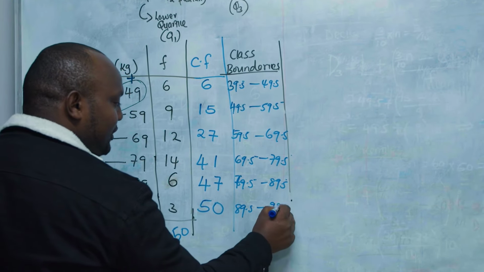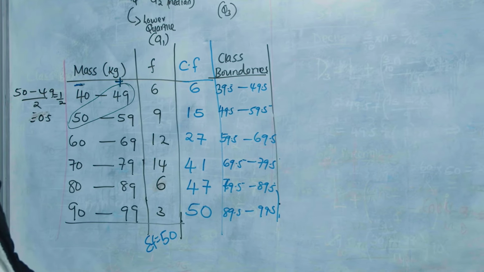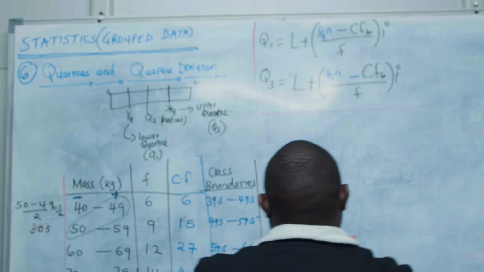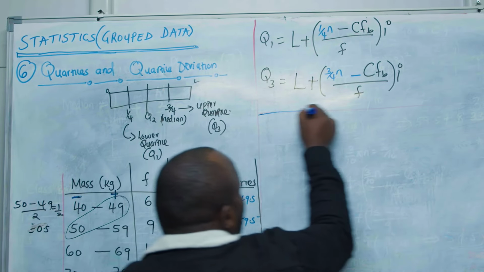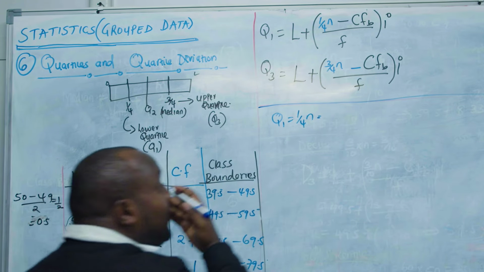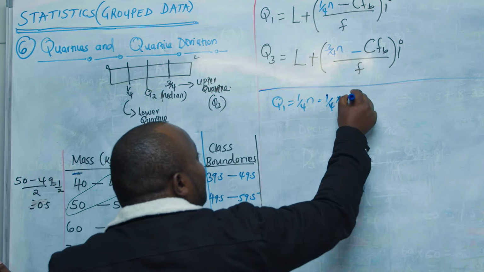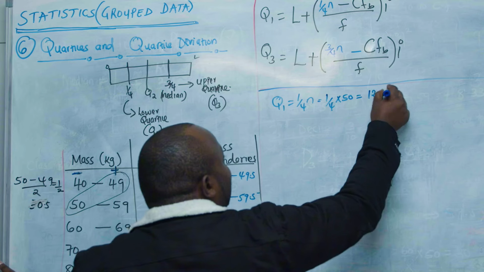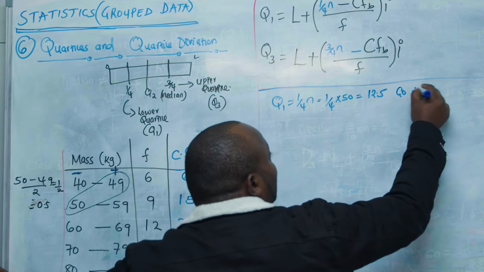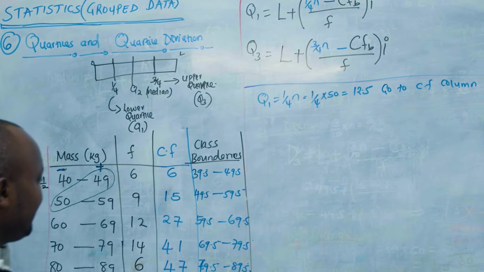89.5 to 99.5. So now, how do we get the lower quartile? We said with the lower quartile, Q1, it is a quarter of n. So, a quarter of my frequency, which is 50, and you are going to get 12.5. When you get this 12.5, you go to the cumulative frequency column.